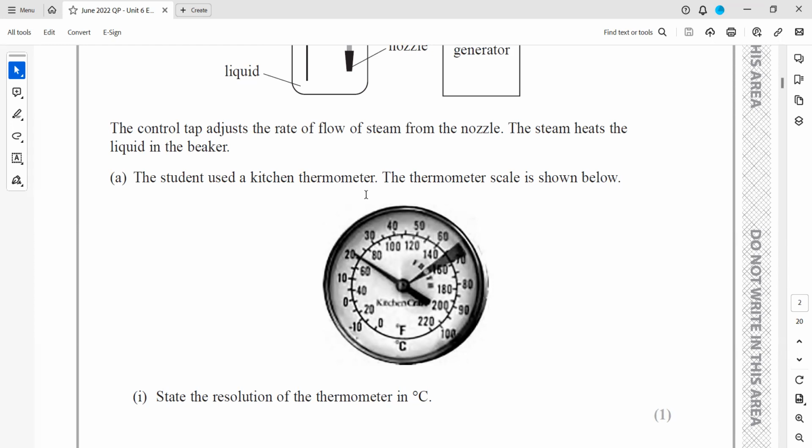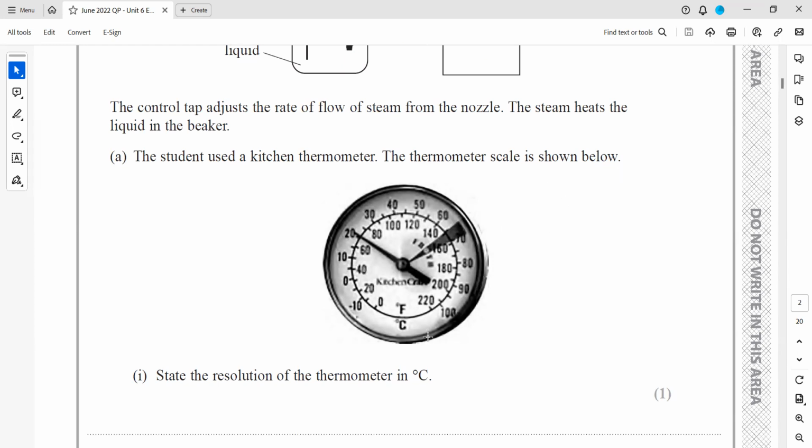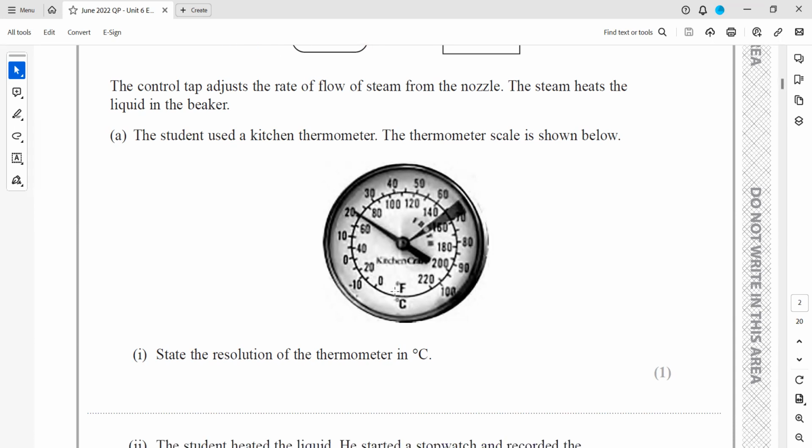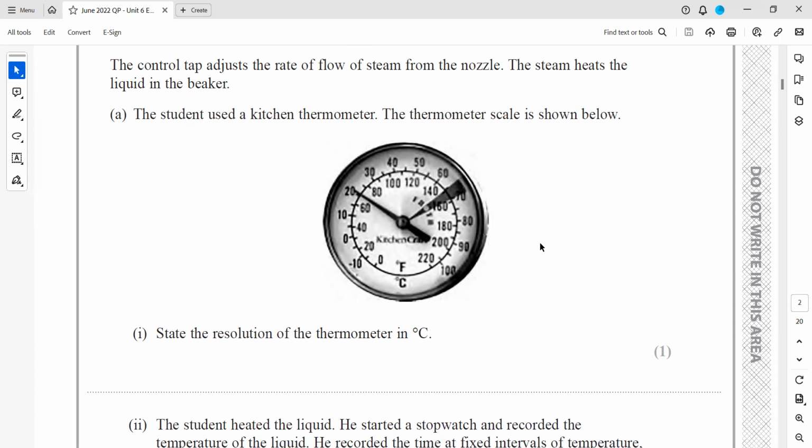The student uses a kitchen thermometer. The thermometer scales are shown. As you can see, this is the scale of a thermometer. Outside is in degrees centigrade and inside is in Fahrenheit. State the resolution of the thermometer in degrees centigrade.